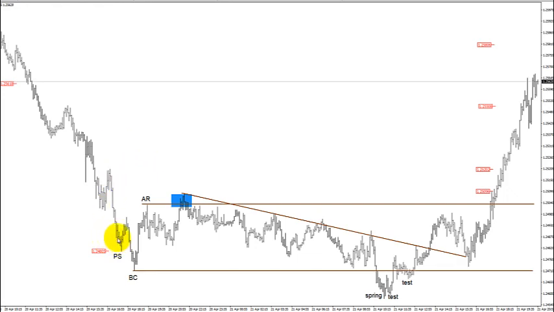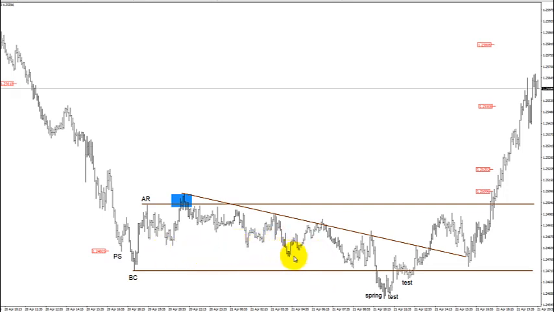We had our preliminary support. We had our buying climax, which was right here when we got out of the trade to the downside. And then we find our automatic reaction. At this point, we draw our levels out from the buying climax to the automatic reaction. Here we had what is very typical in this accumulation schematic, where it moves up and then we wait for the spring. We don't know if we're always going to get the spring. We wait for it. Sometimes we don't get a spring.